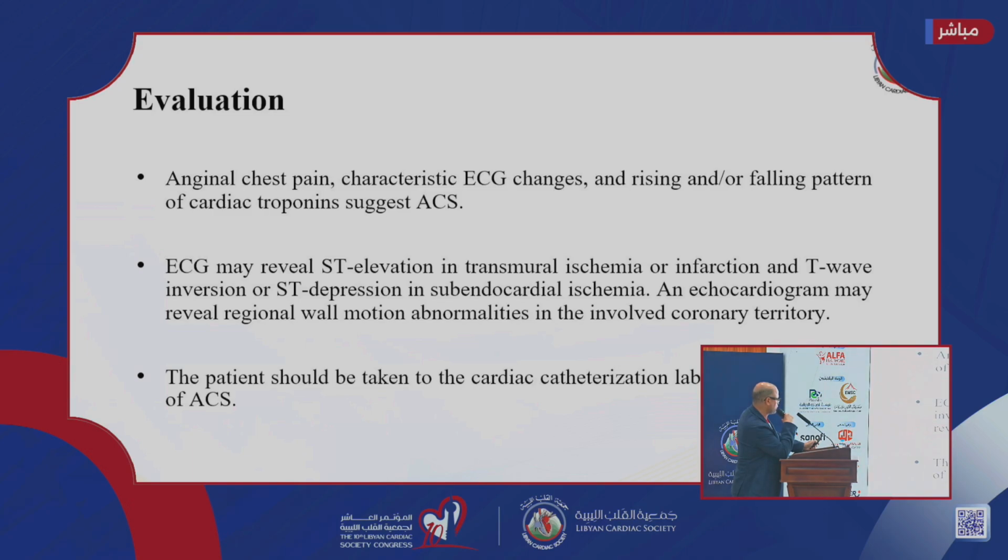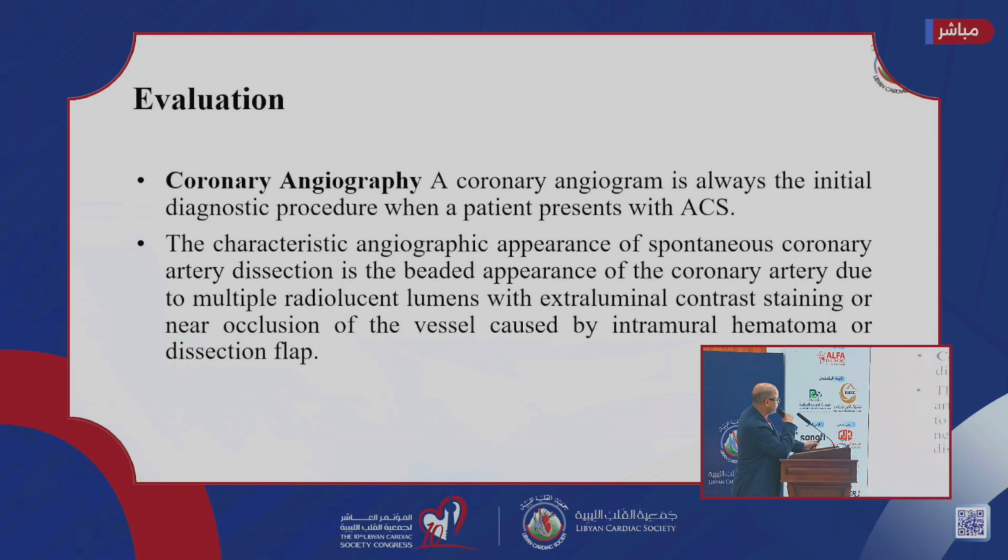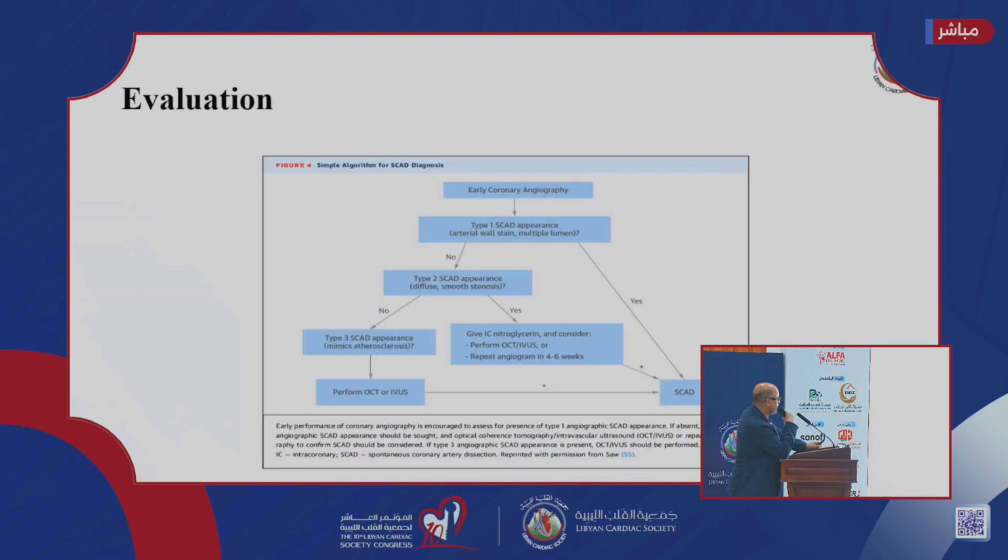They can have wall motion abnormality, and usually the diagnosis happens with a catheter-based coronary angiogram, which is usually the first diagnostic procedure. Usually we can see a beaded appearance of the coronary artery due to multiple radiolucent lumens, and we see contrast staining, which shows two lumens on the SCAD sometimes. Early angiography is the way to go. Then it's easy to diagnose with type 1. If not, then you see if the appearance is diffuse and smooth, then type 3 or not.